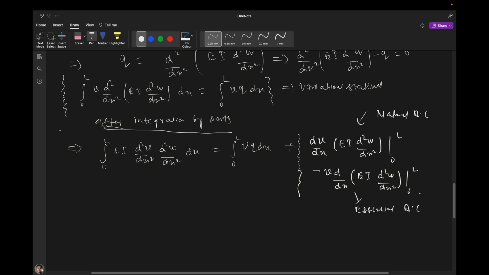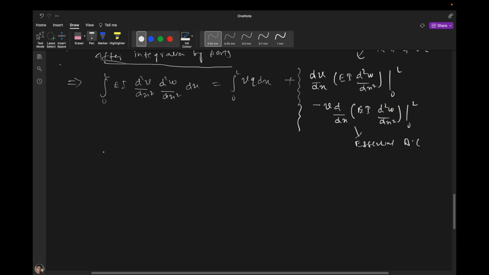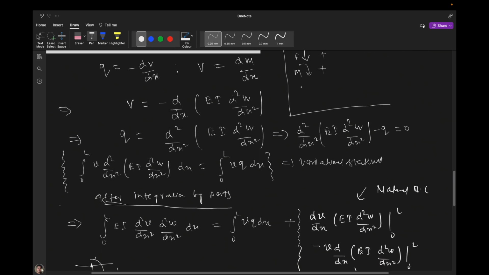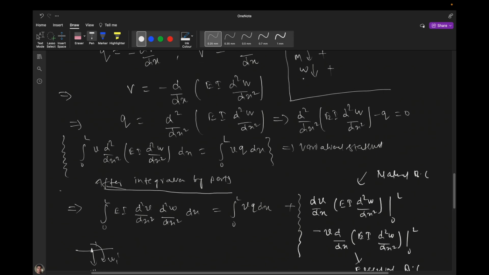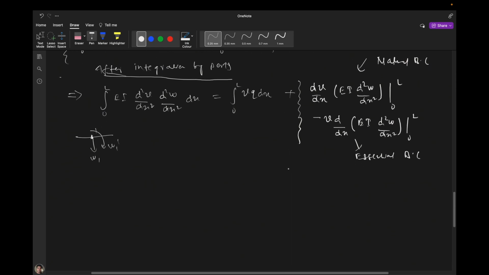Okay, so now we know that for each node we will have two kinds of displacement we are considering, which are w1 and w1 dash. So for each node, here if it is node 1, we need to consider w1 and w1 dash. Here also there is a sign convention: if w is downward then we take it as positive, and when rotation is clockwise, that will also be taken as positive. So this is the sign convention.